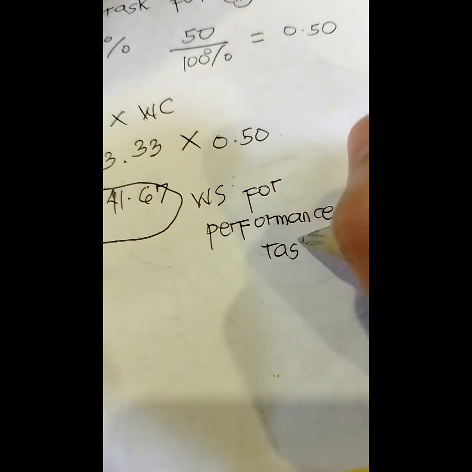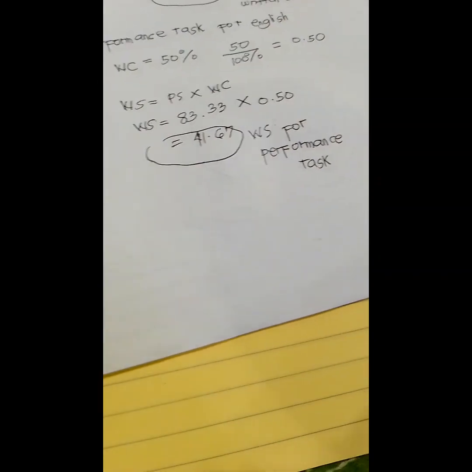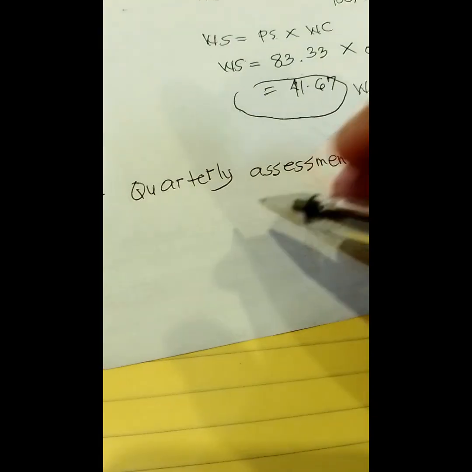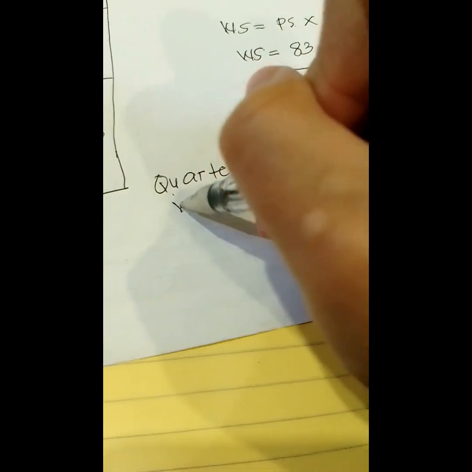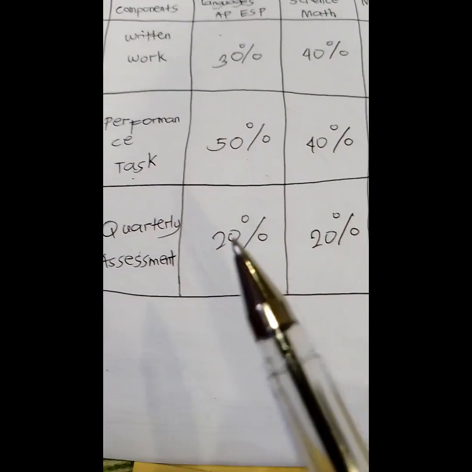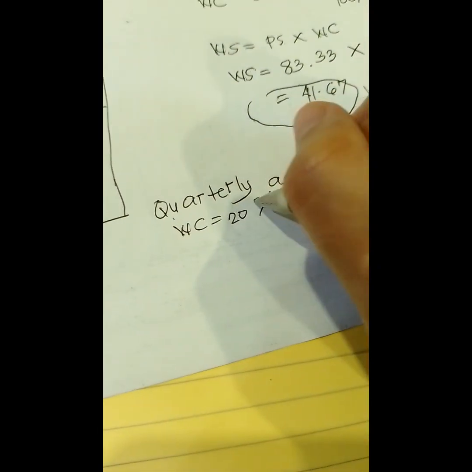The 41.67. Then let's move on to quarterly assessment. So in quarterly assessment, the weight of the component, since English belongs to languages, in English subject we have 20%. So the weight of the component in quarterly assessment is 20%. Convert this one, it's just 0.20.